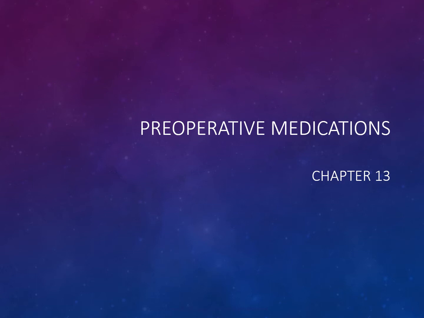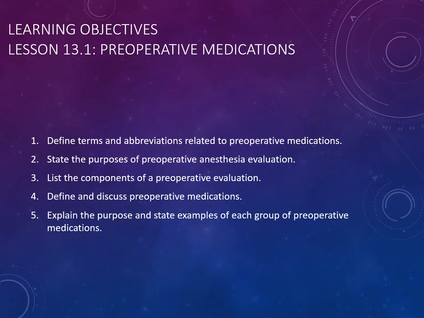So the topic of this chapter helps to ensure that the surgical patient is comfortable and safe. And also, it's just important to be able to understand these drugs, their purposes, and how they're administered in order to help the anesthesiologist in the room. We will define some terms and abbreviations related to pre-op medications, state their purposes. We're going to talk about preoperative evaluations, some medications given before surgery, examples of each group of medications.